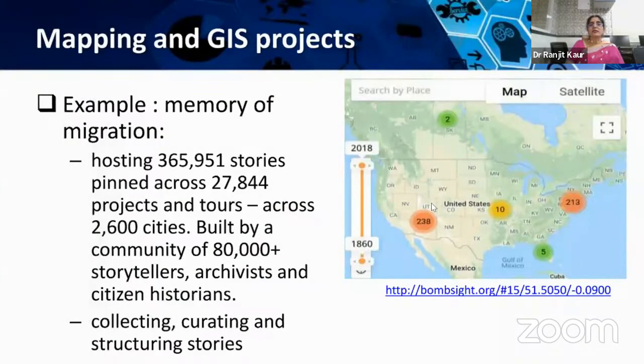Another important example is the Memory of Migration. After COVID, multiple GIS projects try to find out the migration, the sources and reasons of migration, the places from where people migrated, which cities are most affected in terms of migration, and which are the areas. So you can check on that. Through this slide you can have a look.